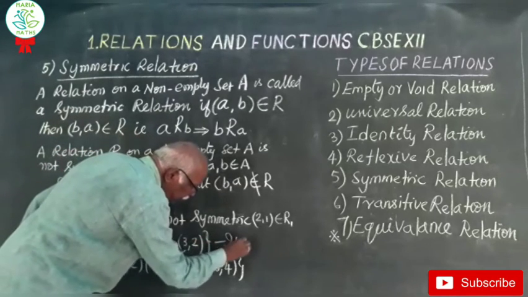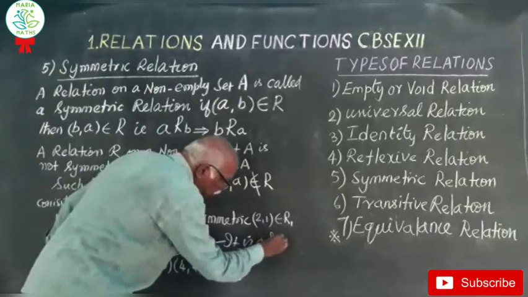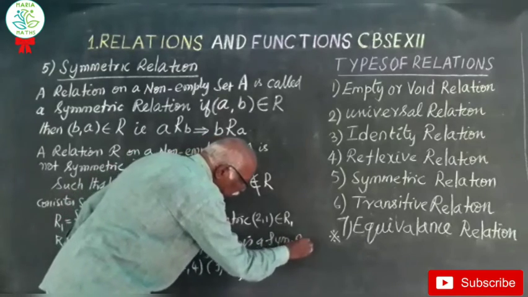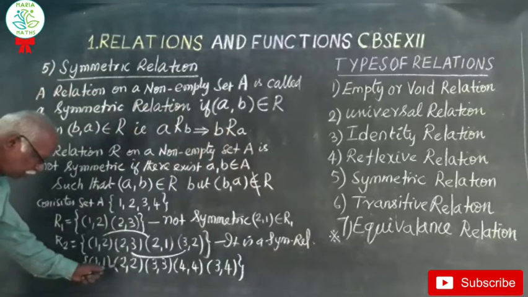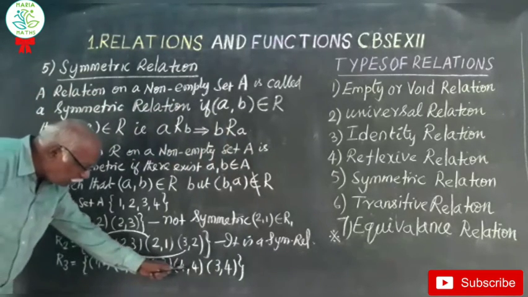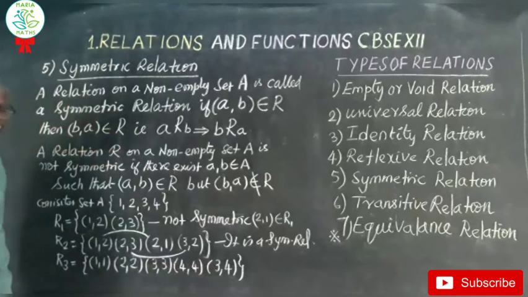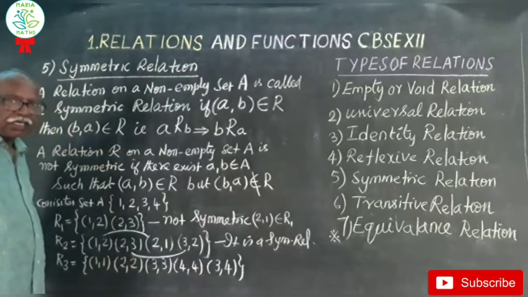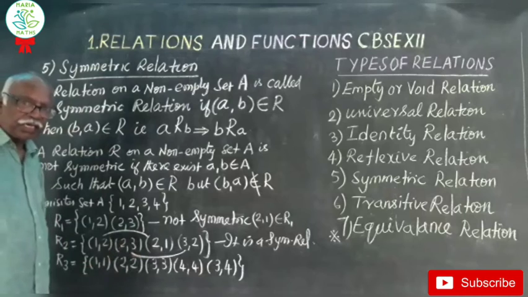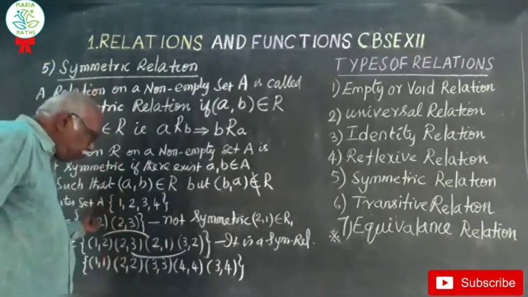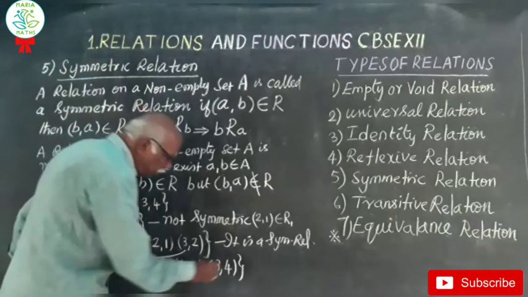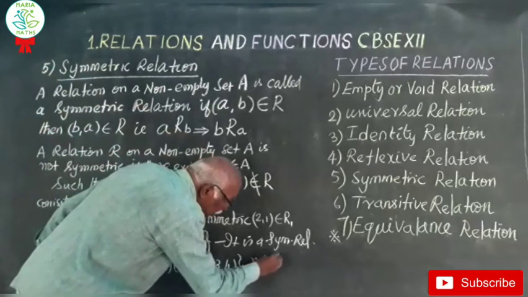It is a symmetric relation. Consider R3, with ordered pairs (1, 1), (2, 2), (3, 3), (4, 4) and (3, 4). Is it a symmetric relation? No, it is not a symmetric relation. Why? Because (3, 4) is there, but (4, 3) is not there. It is not symmetric.